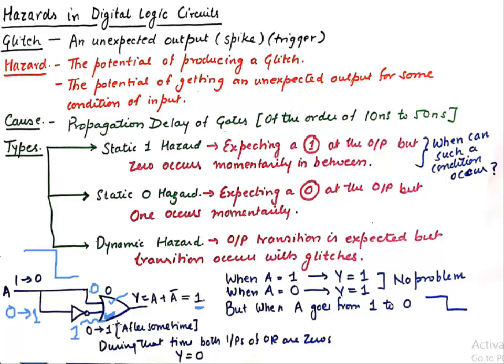But this is not true in the case of a transition from 0 to 1, because when you change from 0 to 1, this 1 reaches the first input immediately, and this 1 will eventually turn this other input to 0 after some time, and the output will remain 1 forever without any glitch.